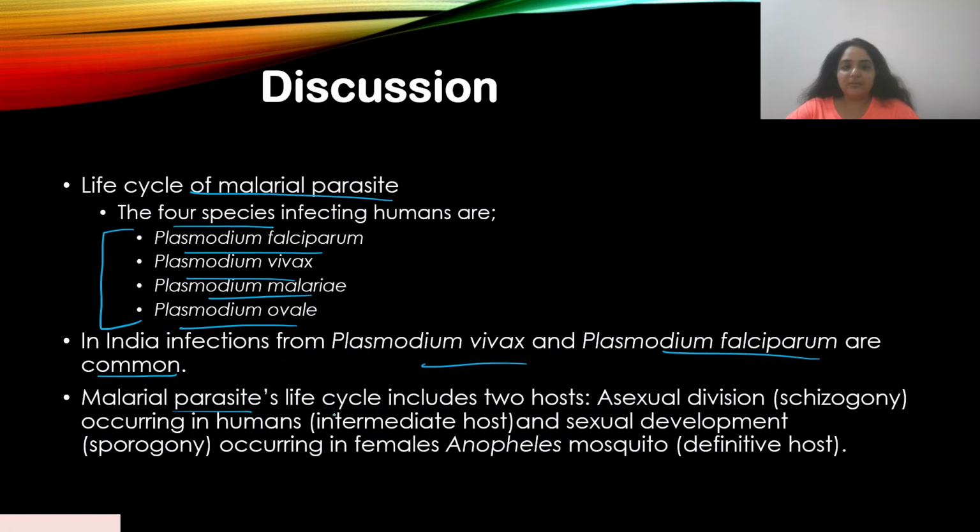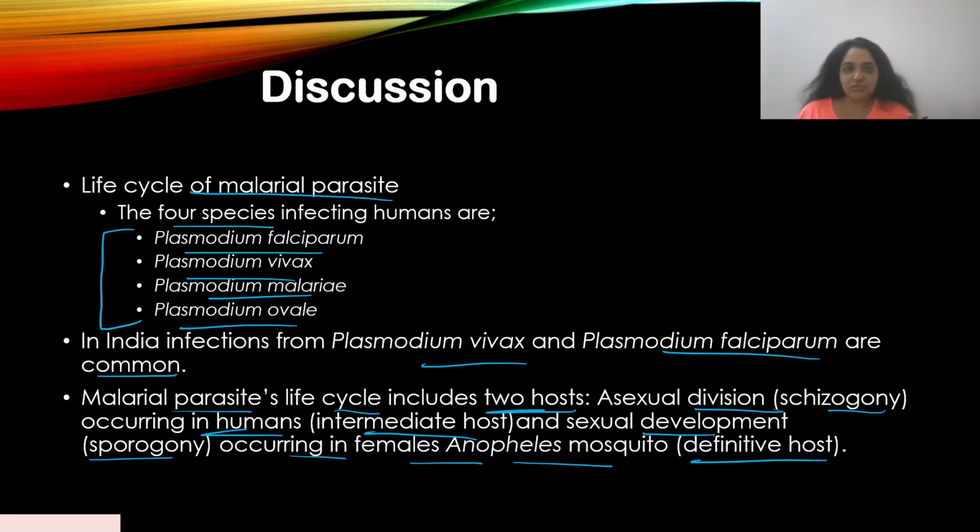Now, the malarial parasite's life cycle includes 2 hosts. The first part is the asexual division, the schizogony that occurs in humans. So the human is actually the intermediate host. Whenever you see the term intermediate host, it is the host where the asexual division takes place. Sexual division does not take place in the intermediate host. It takes place in the definitive host. Sexual development, that is sporogony, occurs in the female Anopheles mosquito, which becomes the definitive host. So through these 2 hosts, the malarial parasite completes its life cycle.